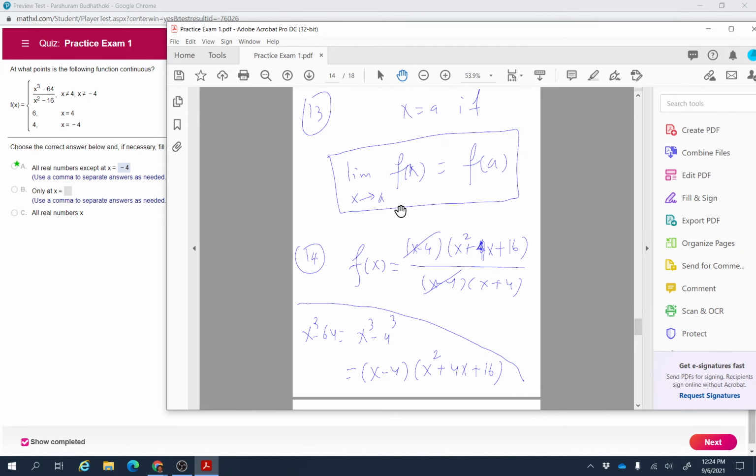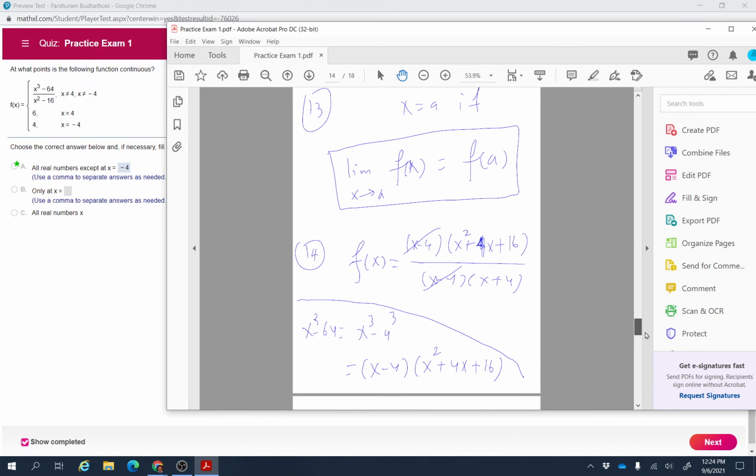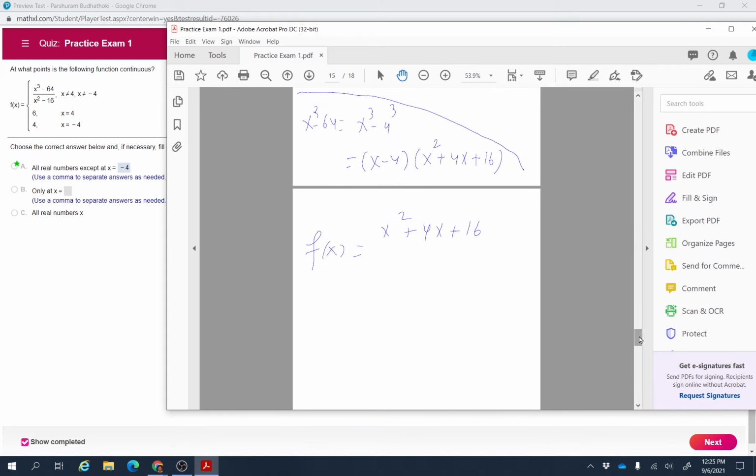So we can write down this function one more time. The function is x squared plus 4x plus 16, which we got by canceling the common factor x minus 4. Remember, if you multiply x times x squared, it will give you x cubed. If you multiply 4 times 16, it will give you 64, and the middle term will cancel out. That's why on the top it will be x squared plus 4x plus 16. On the bottom it's x plus 4. You cannot further factor this.